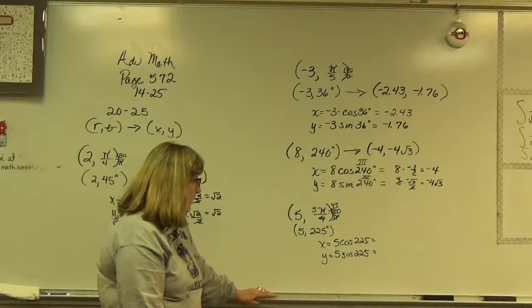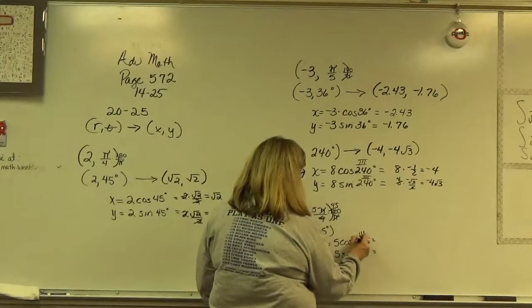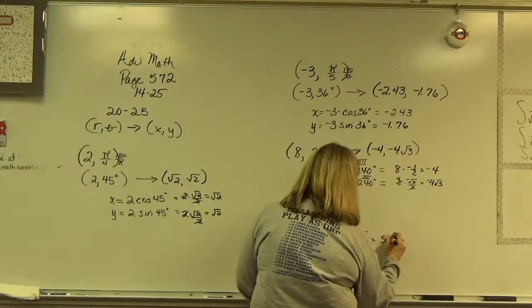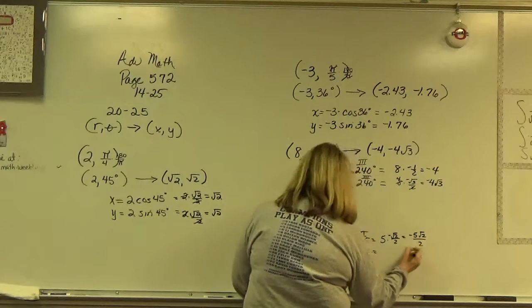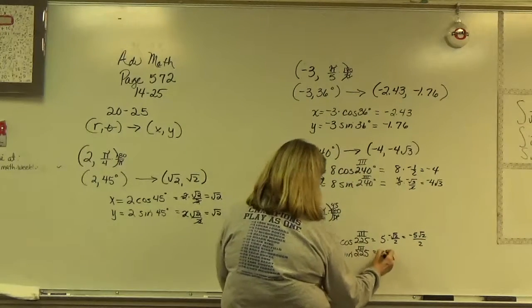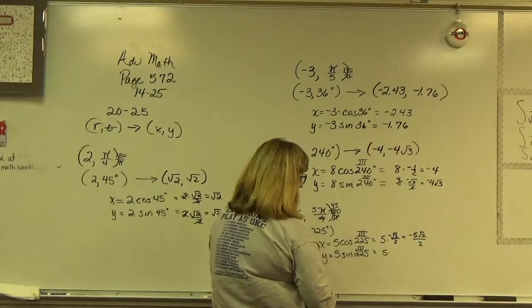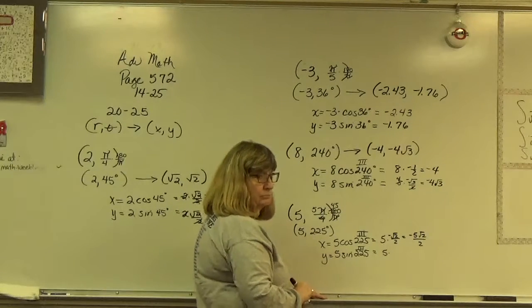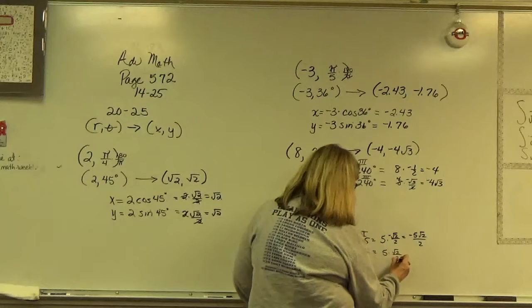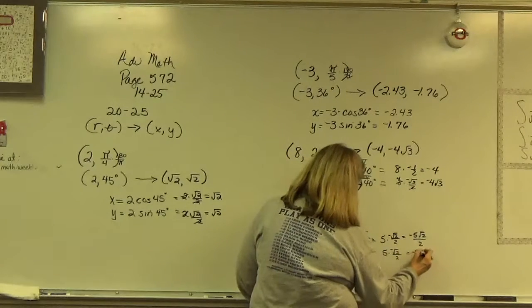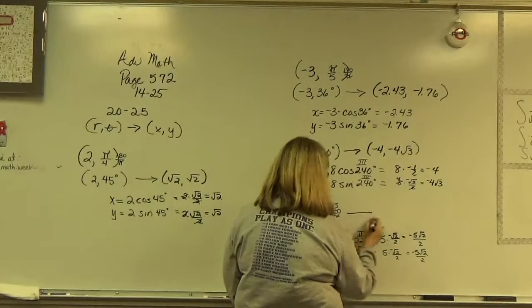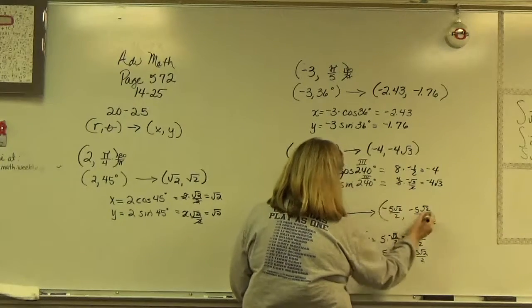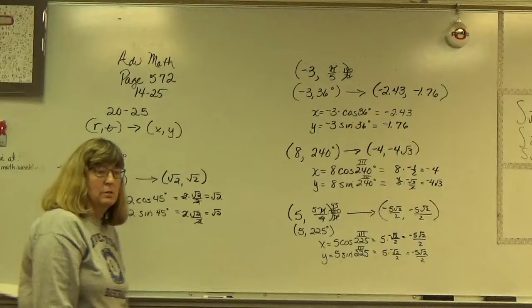So what's the cosine of 225, and what quadrant are we in? The third. Square root of 2 over 2. So 5 times the square root of 2 over 2, but it'd be negative. And sine at 225, what is it? Also radical 2 over 2. And in the third quadrant, what's the sign? Negative, so we get the same thing. So the answer for this one is negative 5 square root of 2 over 2, and negative 5 square root of 2 over 2. Okay, do you guys have questions?